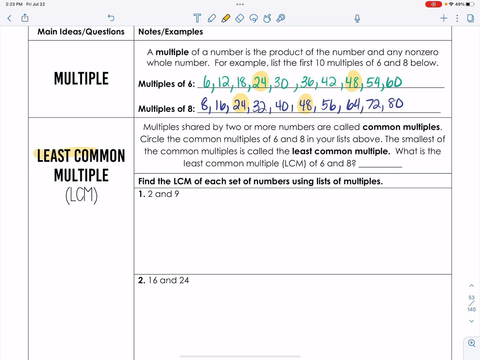So a least common multiple: multiples shared by 2 numbers or more are called common multiples. Circle the common multiples, that's what we did. The smallest of them is called the least common multiple. So the least common multiple in that case, the smallest number, is 24. Those are going to be helpful to you as well.